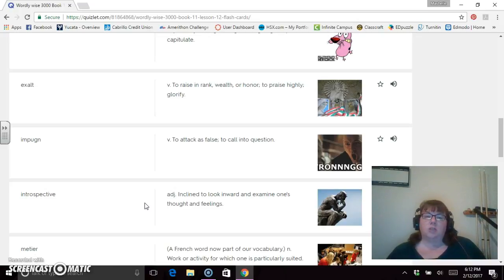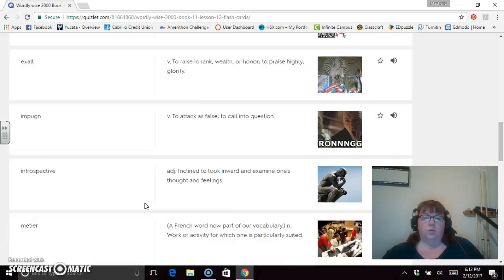Introspective is an adjective, inclines to look inward and examine one's thoughts and feelings. The picture here, or the statue, you might recognize as the thinker. That idea that he's thinking, he's looking inward, he's being introspective. This also, the root or the prefix intro is that idea of inside or introverted. So you're looking inside someone, you're looking internal or inside yourself, and you're looking internally and inward to see what's going on with you.